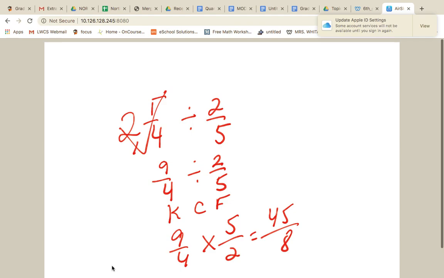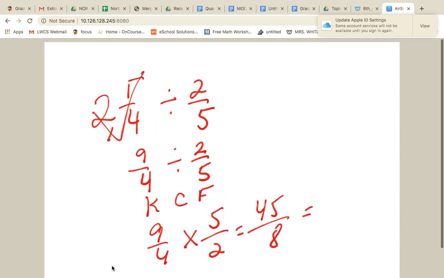45/8. Now I can change it back to a mixed number by dividing the 8 into 45. I can do this one in my head. 8 goes into 45. Oops. 5 times, I get 40. Have 5 remaining, and 8 as my denominator. And there you go. So, if you can do all this tomorrow, you should do pretty good on your test.